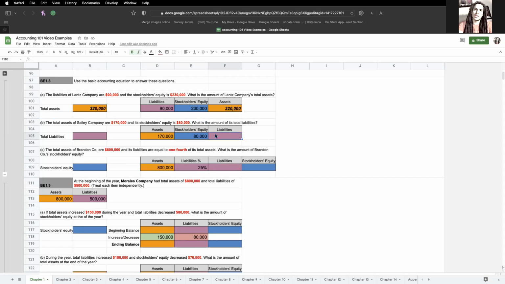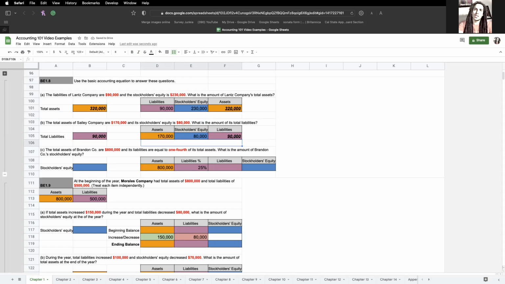B. The total assets of Saley Company are $170,000 and its stockholders' equity is $80,000. What is the amount of its total liabilities? So we'll take the assets minus the stockholders' equity, and that equals liabilities of $90,000.